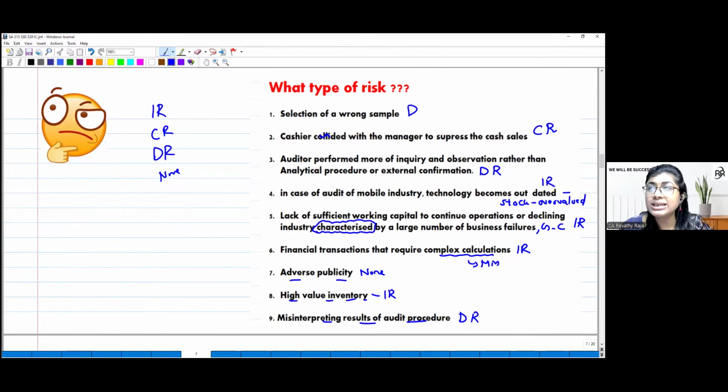Another example, child labor. Companies employing child labor, none. If technology is outdated, closing stock will be overvalued. That's why it is IR. Are you clear?